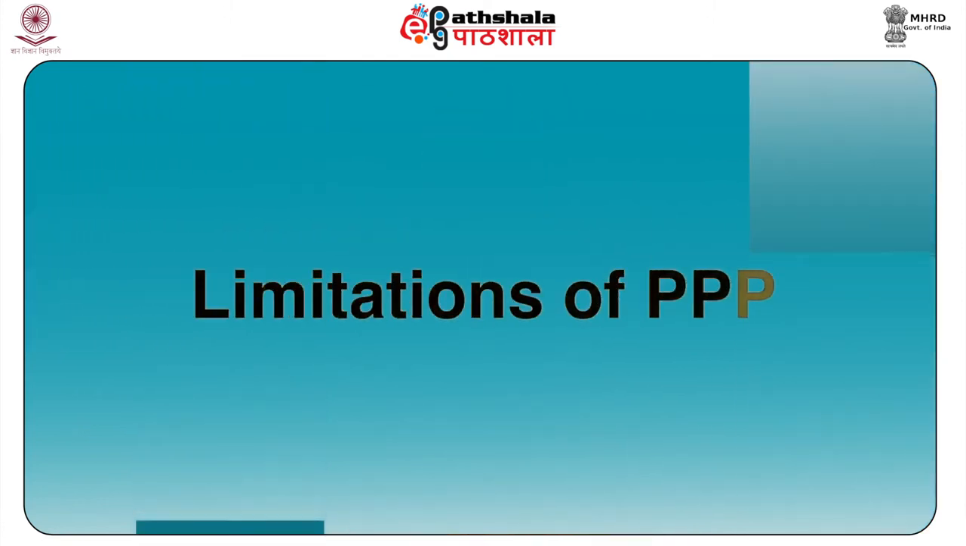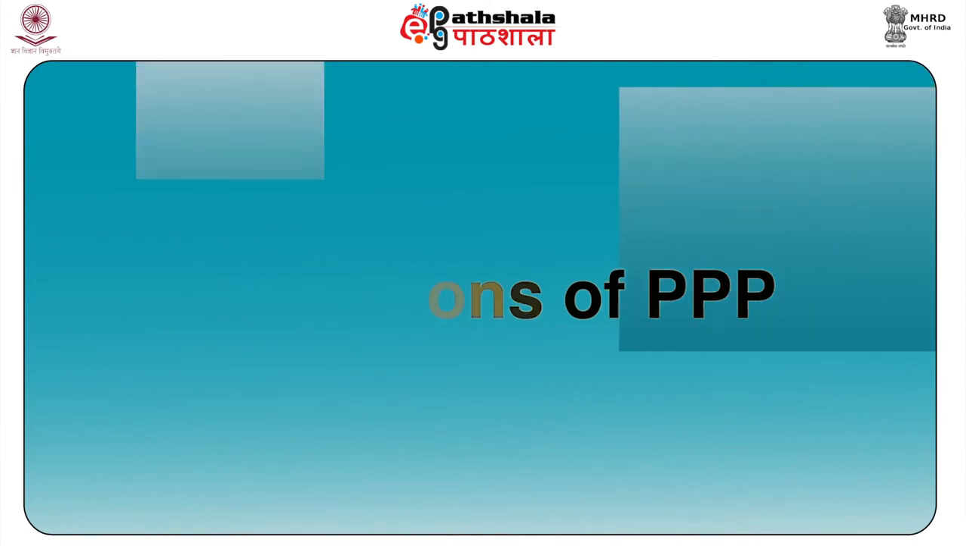Sometimes the relation between inflation and exchange rates is simplified to E2, which is equivalent to pi 1 minus pi 2. This relationship is used only when the inflation differential is small or pi 2 is close to 0. Let us now discuss the limitations of PPP.